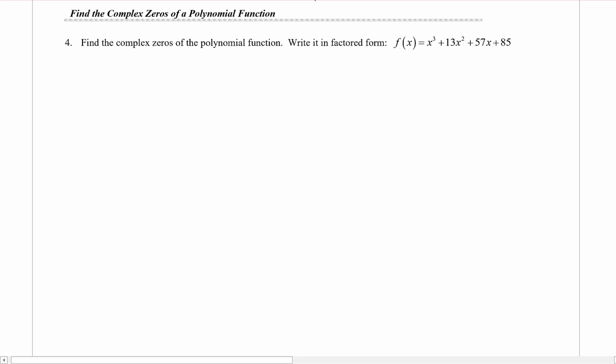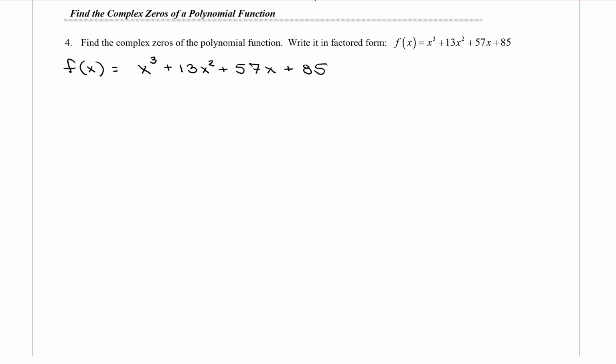Looking at this polynomial function, my first thought is, hey, maybe I should try to factor this. It's got 4 terms. Maybe I can do factoring by grouping. But looking more closely at it, I realize, no, I cannot factor this by grouping, right? So this is not factorable. Because this polynomial is not factorable, I'm going to use my rational zeros theorem.